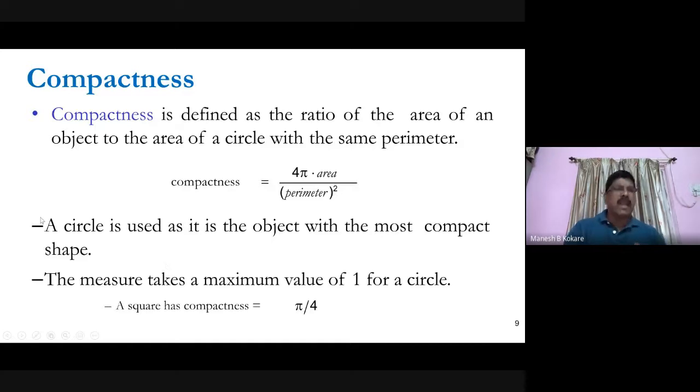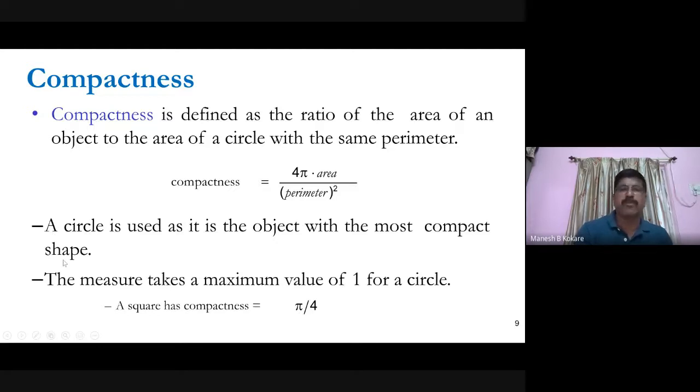Then the last scalar parameter of these region-based features is compactness. How compact is that object? Compactness is defined as the ratio of the area of an object to the area of a circle with the same perimeter. So with the same perimeter, you are finding the area of the circle and also the area of the object. Compactness can be calculated as 4 pi area divided by perimeter squared, and a circle is used as it is the object with the most compact shape.